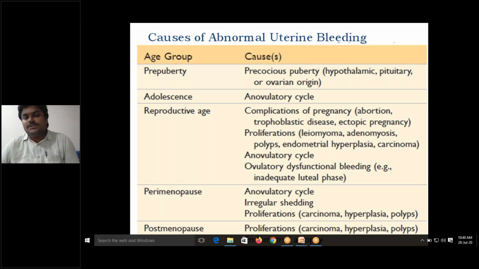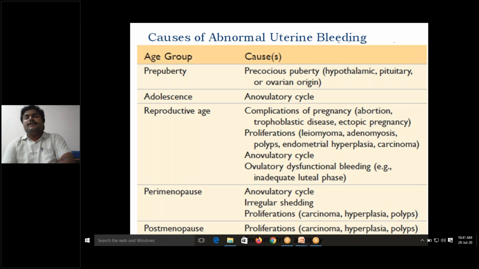Next is during the reproductive age. You should think of the complications of pregnancy, and of course the anovulatory cycles and ovulatory dysfunctional bleeding. Let us see the complications of pregnancy first, like abortion, trophoblastic disease, ectopic pregnancy, and uterine proliferations like leiomyoma, endometriosis, polyps, endometrial hyperplasia, and carcinoma. Next is the anovulatory cycle, which we discussed. Here there will be an excess amount of estrogen, and there won't be any progesterone because of anovulation. Next is ovulatory dysfunctional bleeding.